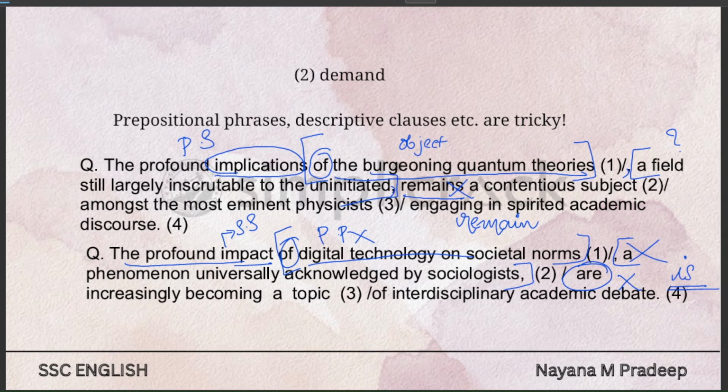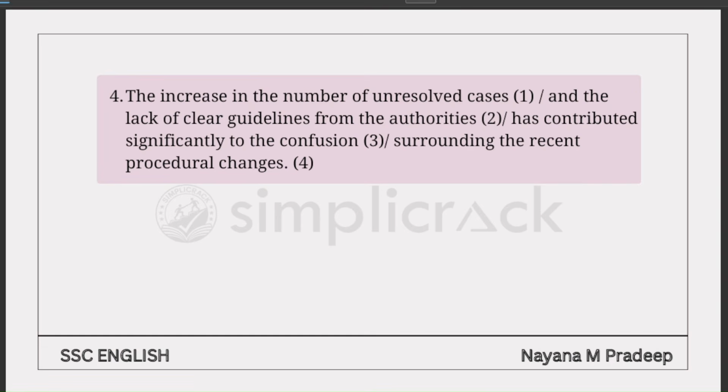Now we will move on to the fourth question. The increase in the number of unresolved cases and the lack of clear guidelines from the authorities has contributed significantly to the confusion surrounding the recent procedural changes. Now, what is wrong here? The error is in part 3, in the use of the auxiliary verb has. This is wrong. Instead of has, you have to use have.